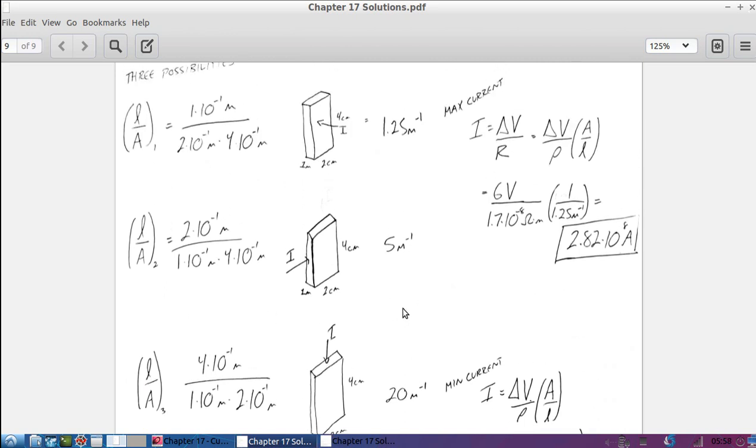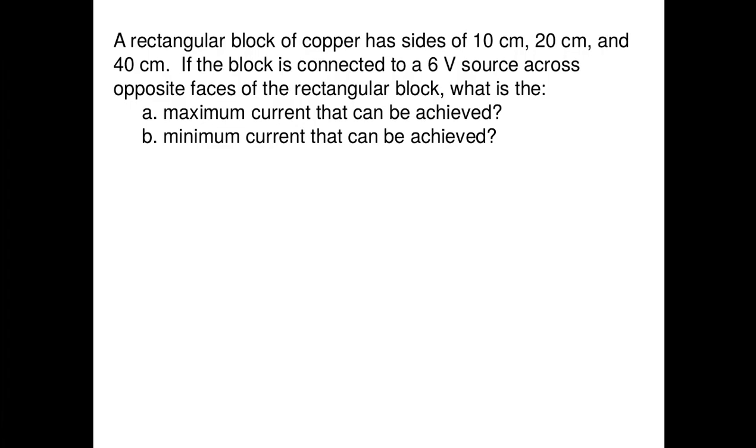Okay, so who's the smallest? Right, this is the smallest length to area ratio. That means it's got the smallest resistance. That means it's got the maximum current. Same thing with scenario 3. This is the largest length to area ratio. That means it's going to be the largest resistance, and it's going to be the minimum current. So I'm asked for the min current and the max current.